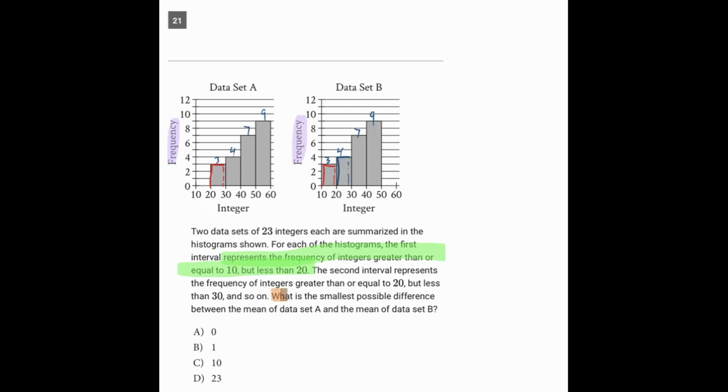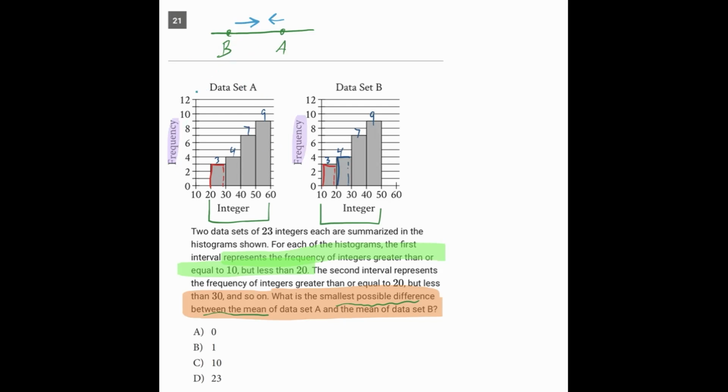So the question is going to ask us, what's the smallest possible difference between the means of the 2 sets of data? The thing to notice is that set A goes from 20 to 60 roughly, and set B goes from 10 to 50 roughly. So if we imagine these 2 averages on a number line, set A is the greater average, and set B is the smaller average. So if we want the smallest possible difference between those means, we want to figure out how to make B as big as possible and A as small as possible, so that the distance between them will be as small as possible.